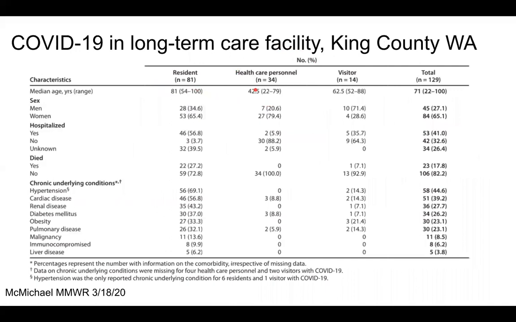And I want you to focus for a minute on the left column, the 81 residents. You can see that the median age was 81, that there was a high degree of comorbidity, and that 27% died as of the time of this report. So truly a devastating outbreak here.